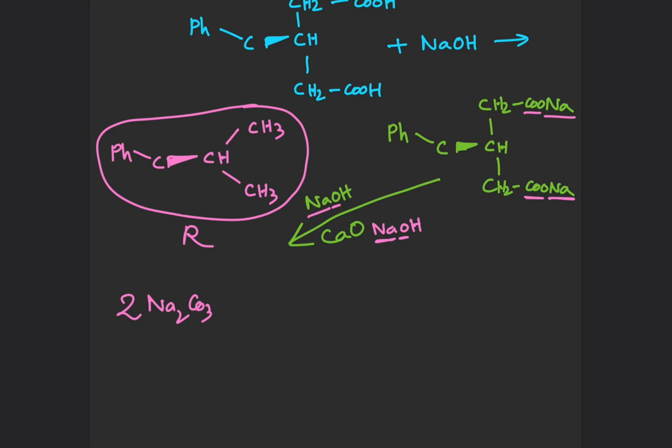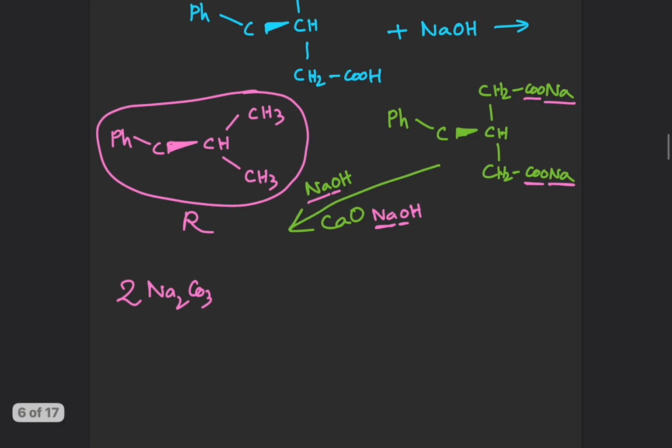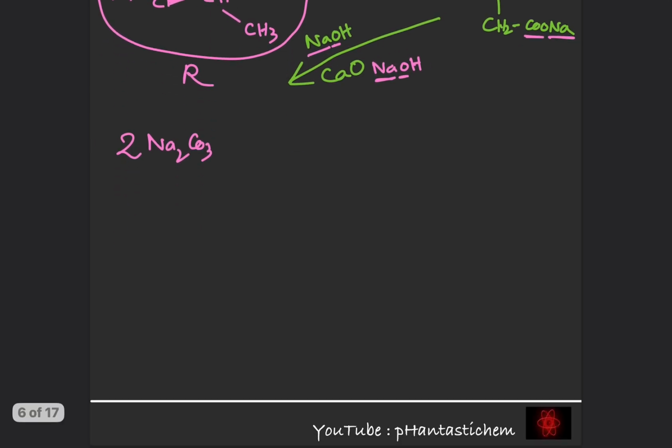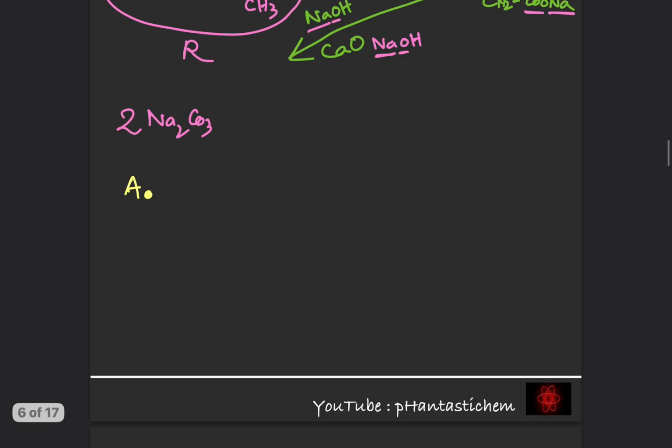Okay, so this is after decarboxylation. So we have got P, Q, R and S, so we know them. So now we can look into the options. Option A, what is A saying? P is optically active.